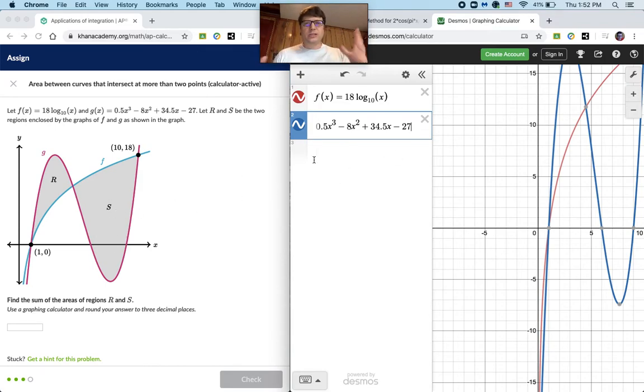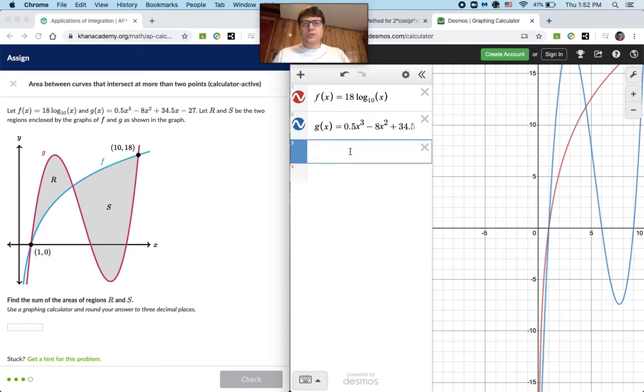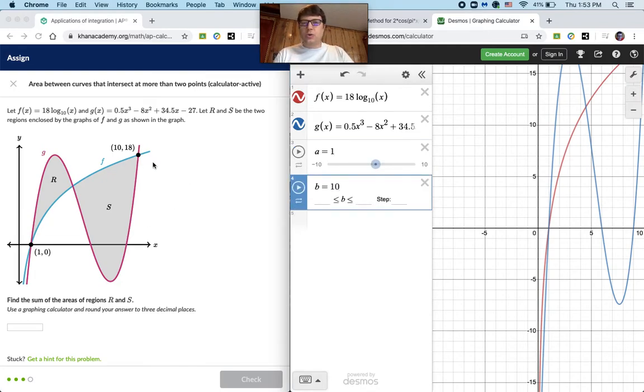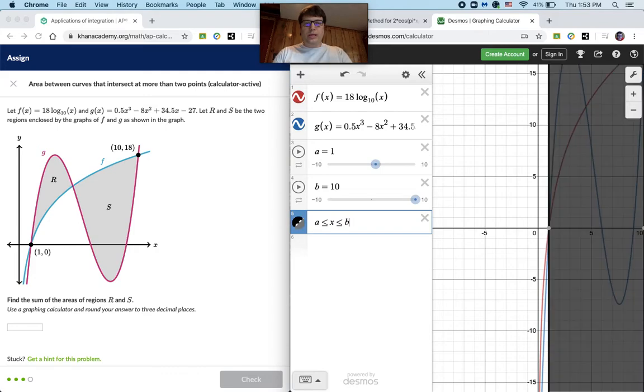So we have to do some sort of subtraction problem. I've also set it up because I had 4 of these. You'll have 4 of these. I'm going to say A equals 1 because that's the first x coordinate where they cross. And B equals 10. That's the second x coordinate where they cross. And so there's this region from A to B.